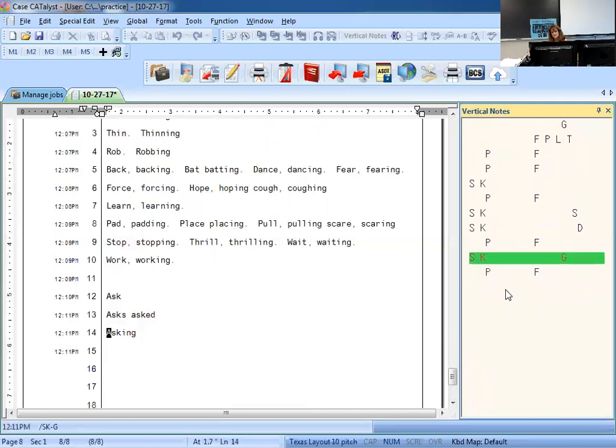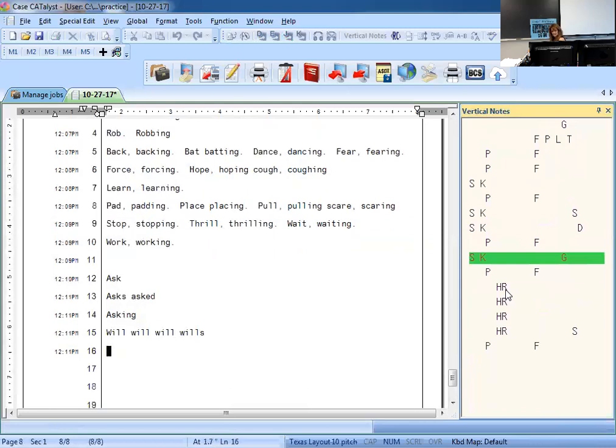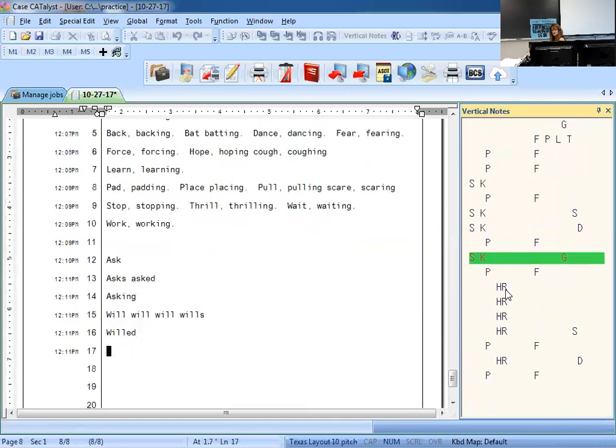This is a new brief they're introducing you to. Will is just HR. Wills, HRS. Willed, we were willed lots of money, HRD. Willing, he was willing to go, is HRG. You can't do this with the others, but you can do these with the briefs because they have no vowels.